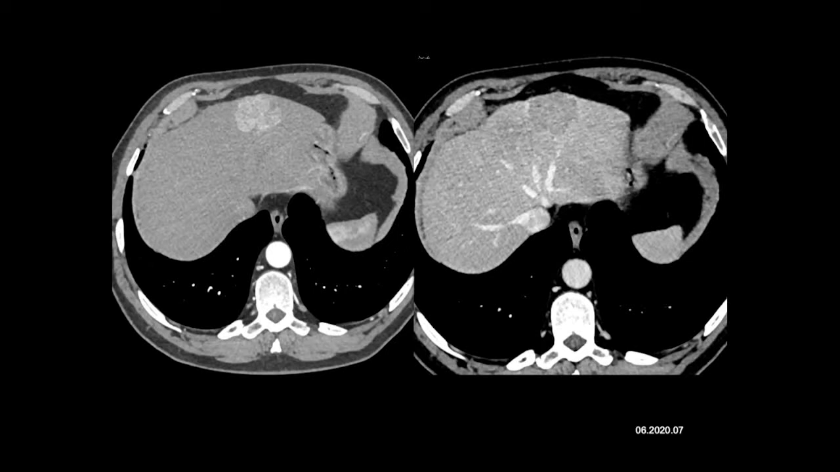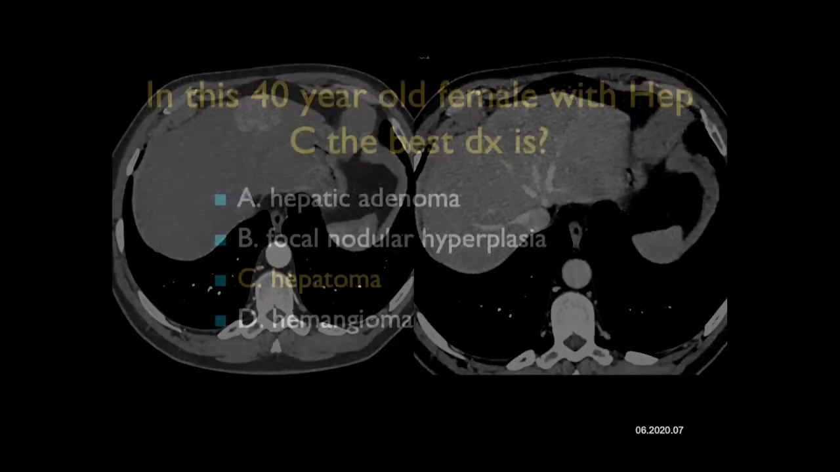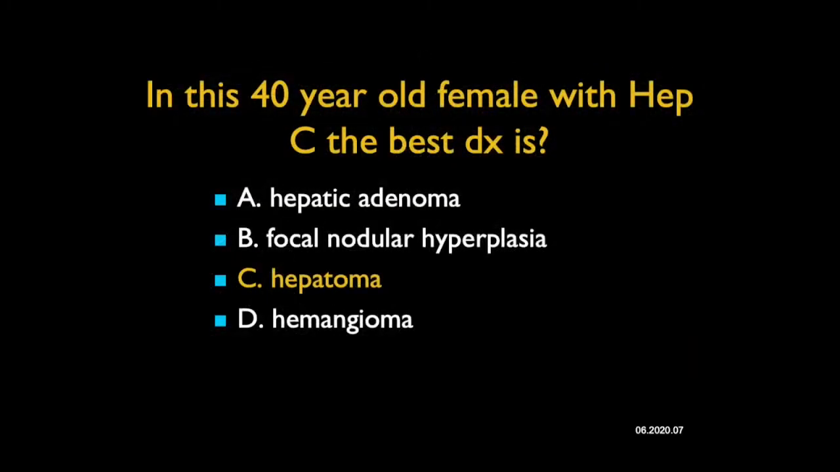FNH is always isodense, and hemangioma have peripheral puddling. This is not a hemangioma. So really you're stuck between hepatic adenoma and hepatoma. When you're thinking about that, hepatic adenomas can become hepatomas, and also once you have hepatitis C, you better be thinking hepatoma, and this in fact was a hepatoma.